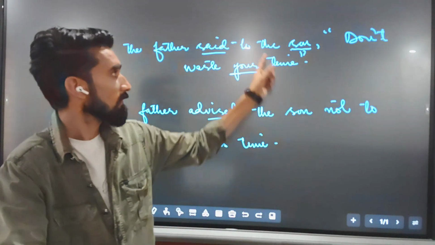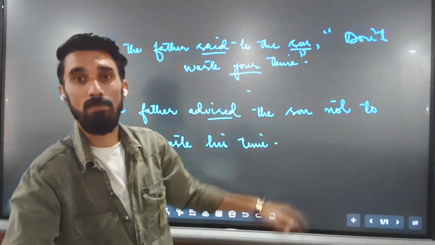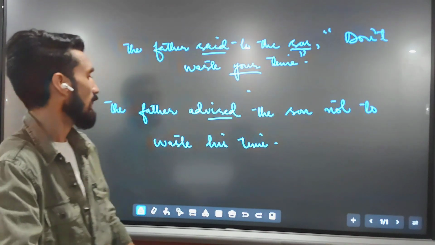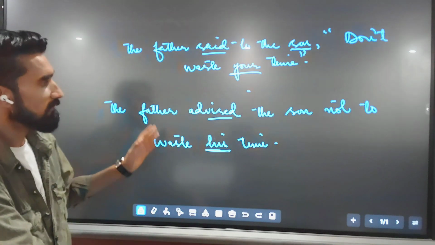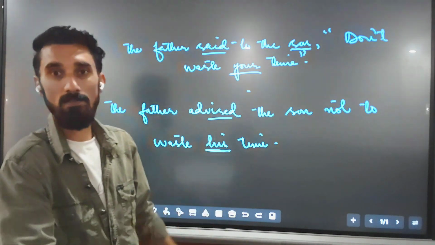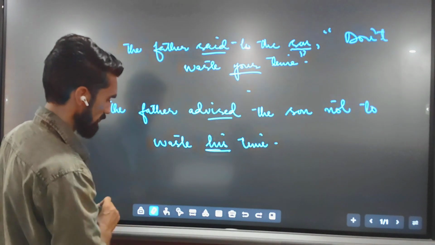So the son in the reporting verb in direct speech is a third person pronoun. So here again it becomes the third person, that not to waste his time. The father advised the son not to waste his time. Okay, one more sentence here in this category.